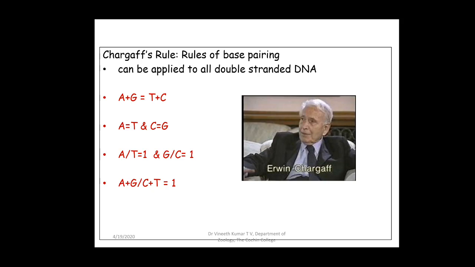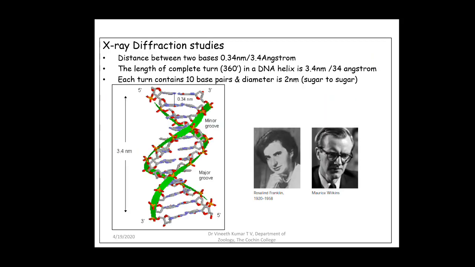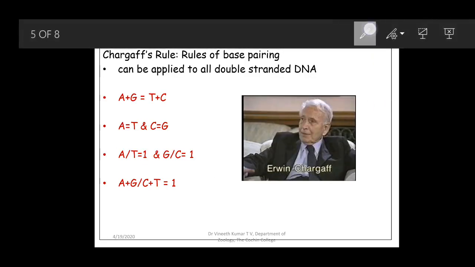So as we see here, the first one is adenine and guanine, that is, the number of purines is always equal to the number of pyrimidines, because as we said earlier, adenine is pairing with thymine and guanine is pairing with cytosine. In such a case, the number of purines will be equal to the number of pyrimidines.